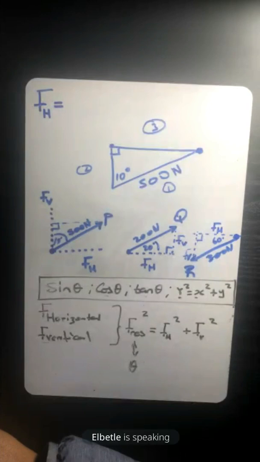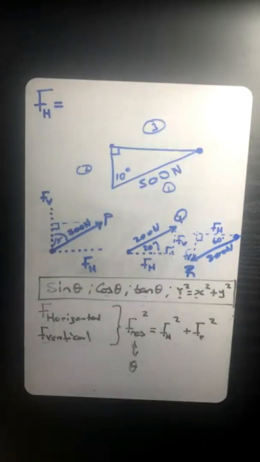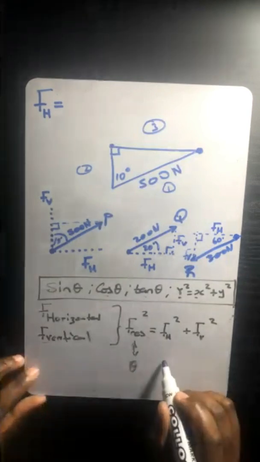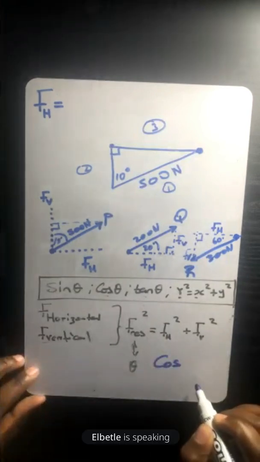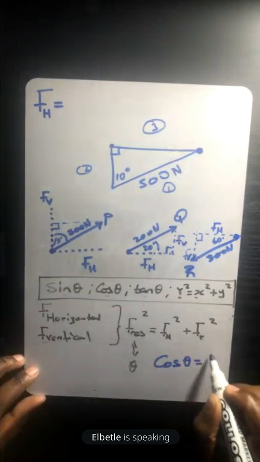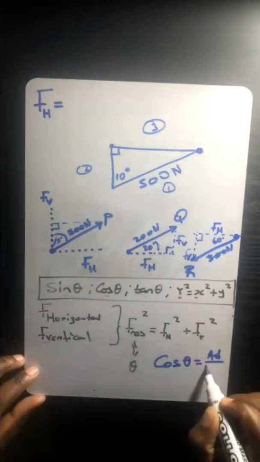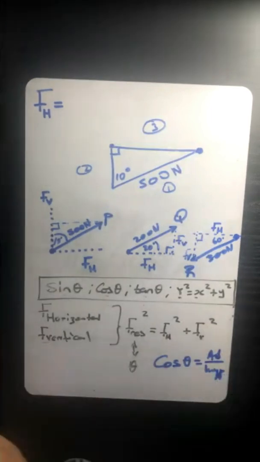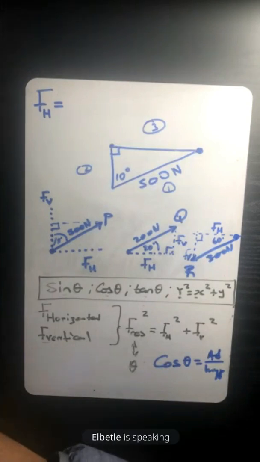So are we going to use cos? Okay, what is cos? What is the trig ratio for cos? Adjacent over hypotenuse. Okay, which side is adjacent? Side number 2. It is that one.